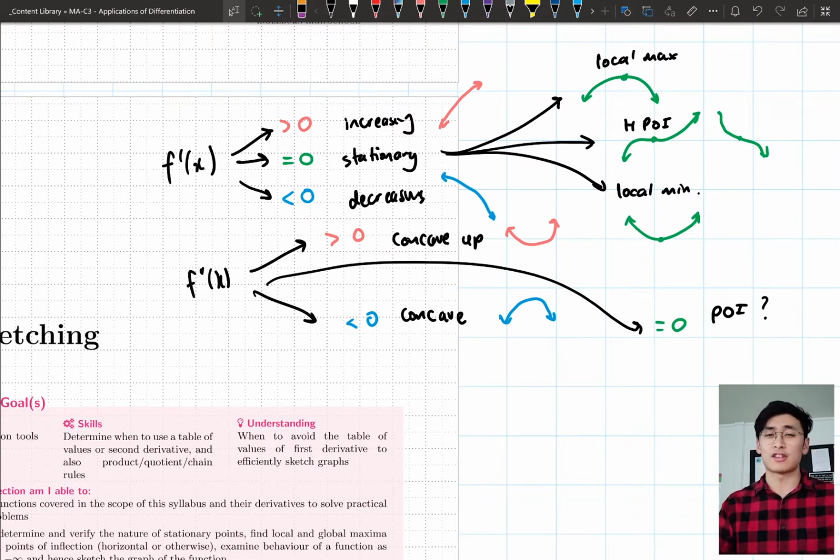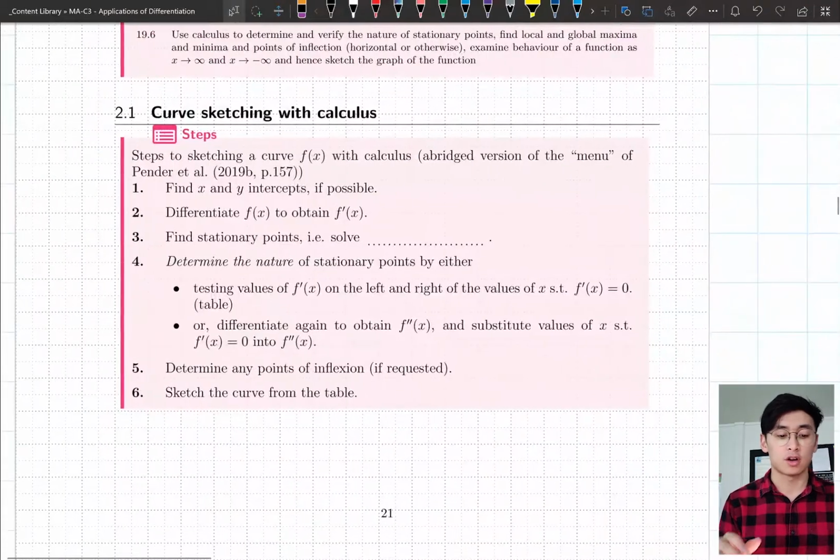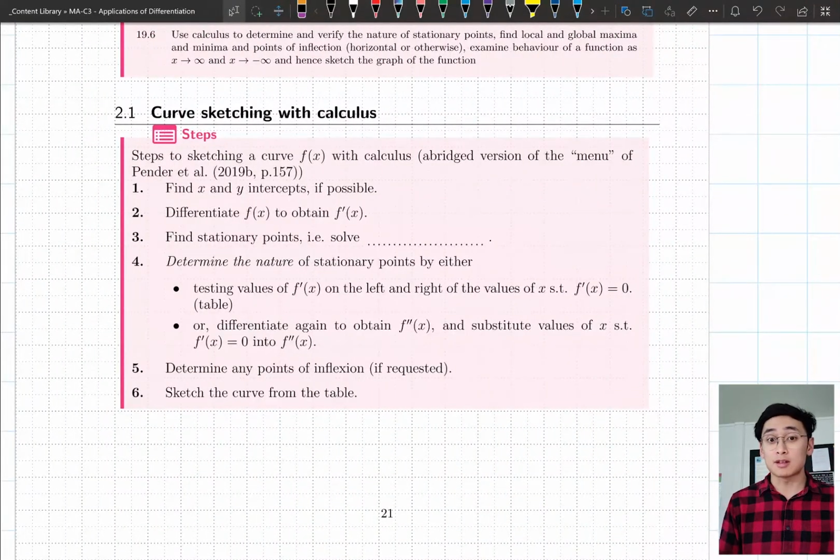What we're going to do in this lesson is bring that all together in a more formalized way so that we can actually sketch a curve. These steps that we have here, if you have a look at 2.1, curve sketching with calculus, are the steps that you would use if you were to sketch a curve and you wanted to find some particular points, to draw it accurately on your Cartesian plane.